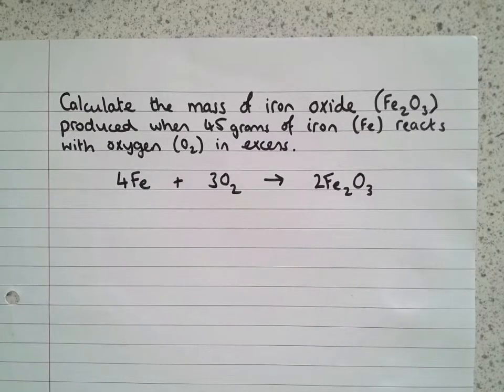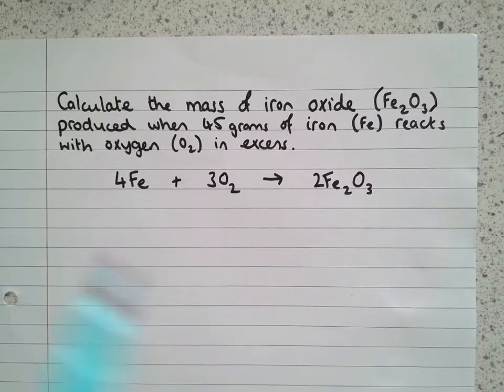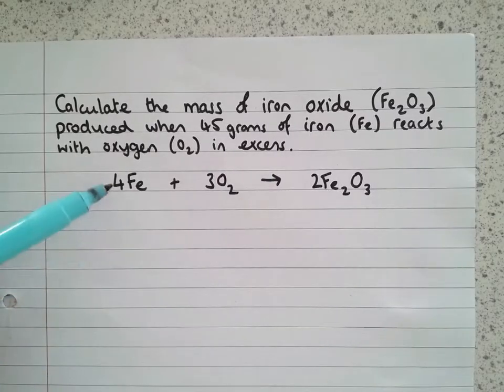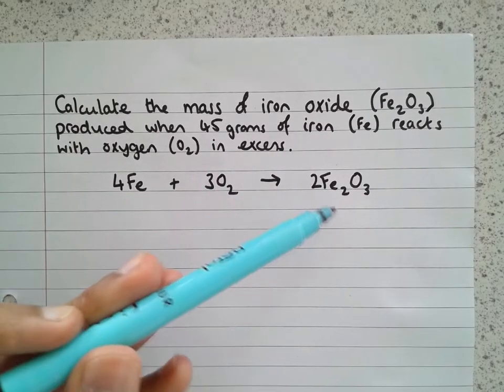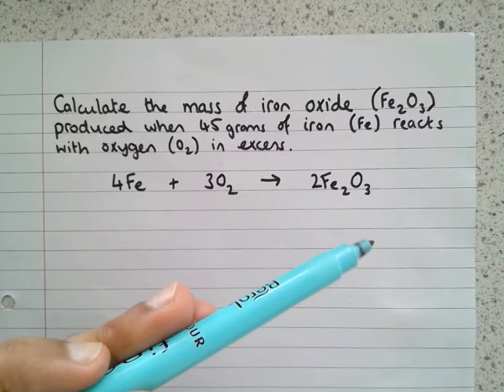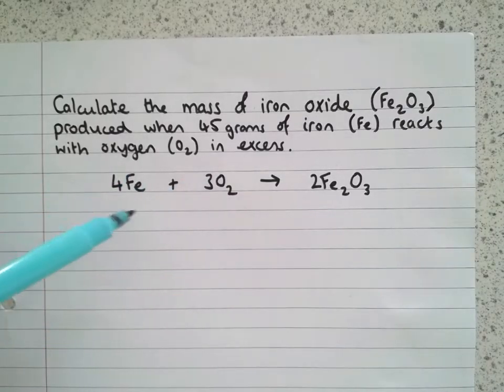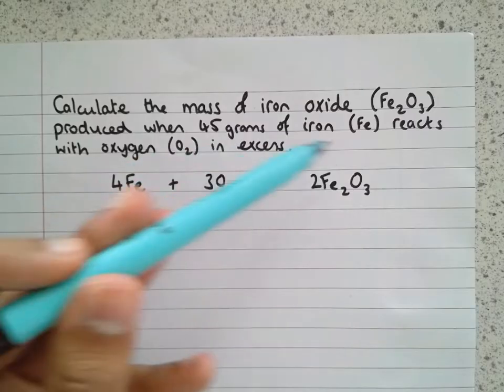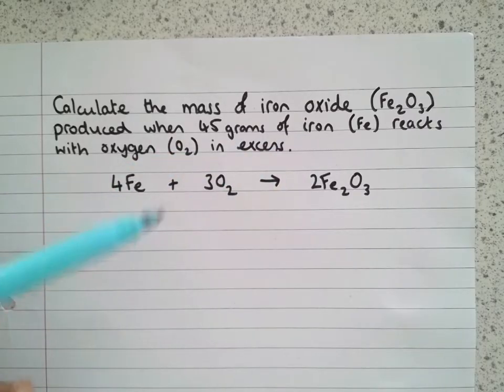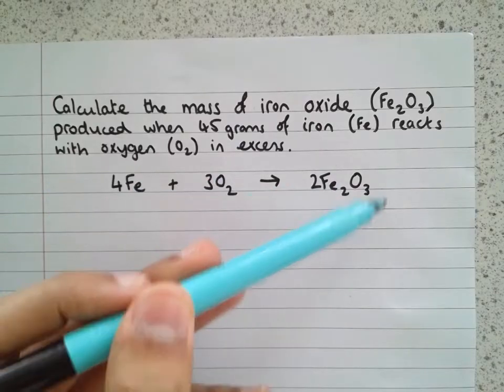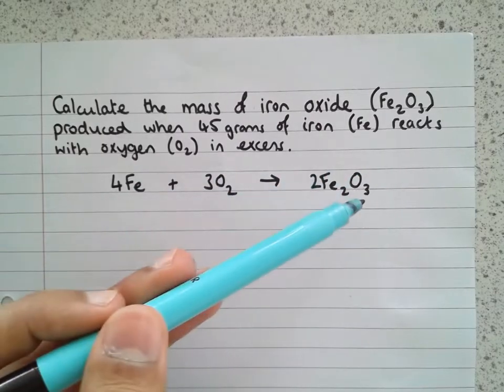In this video, we are going to be tackling questions on reacting masses. Now, in this question, the format is always the same. You are given a balanced chemical equation. You will be given the mass of one substance. In this case, you're given the mass of iron, and the goal is to work out the mass of one of the other substances, usually the product, in this case, iron oxide.